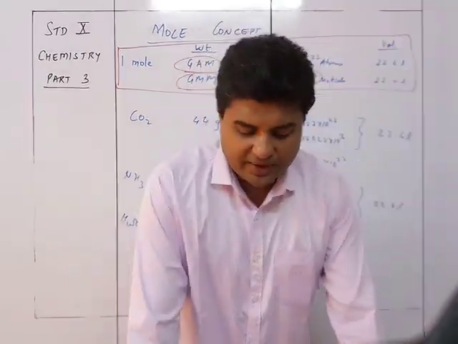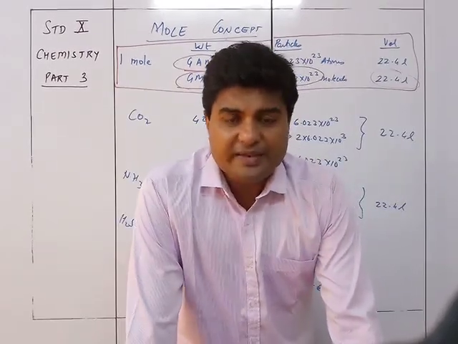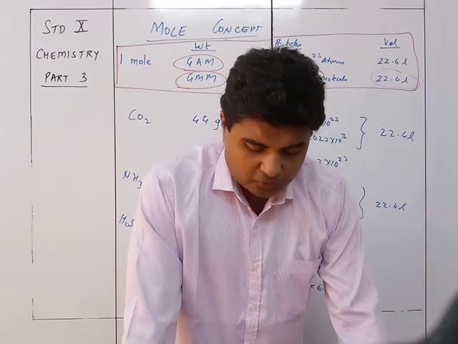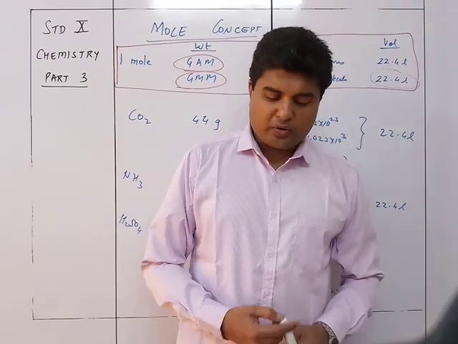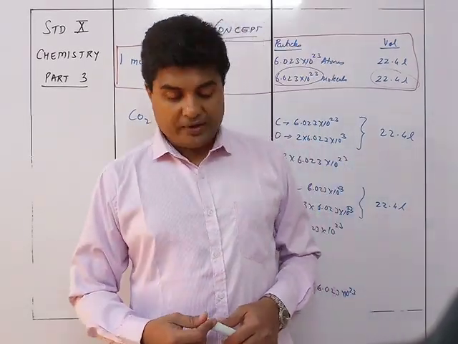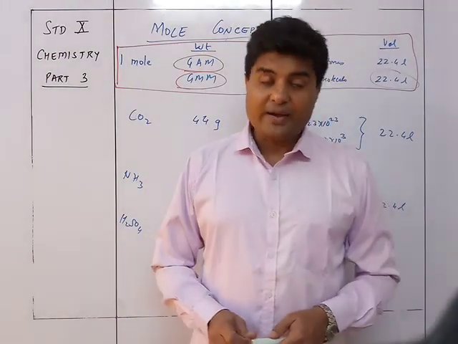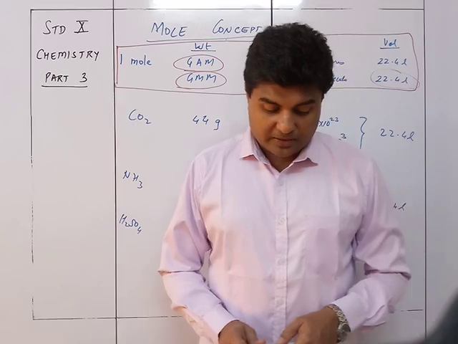Hydrogen plus chlorine gives you hydrogen chloride. So H2 plus Cl2 is going to give me 2HCl. One volume plus one volume gives two volumes. One molecule plus one molecule is two molecules. So 2 into 1 atom and 2 into 1 atom gives 2 molecules. That's why hydrogen and chlorine both are diatomic.